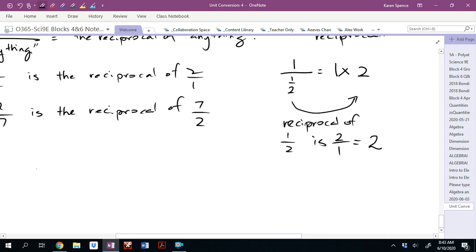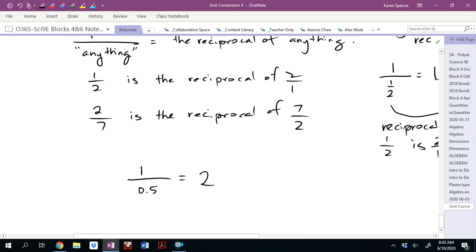You want to prove that to yourself? You want to prove that works? You can say I have 1 over 0.5. How many times does 0.5 go into 1? 0.5 goes into 1 twice. So 1 over 1/2 is equal to 1 times 2, which is 2.